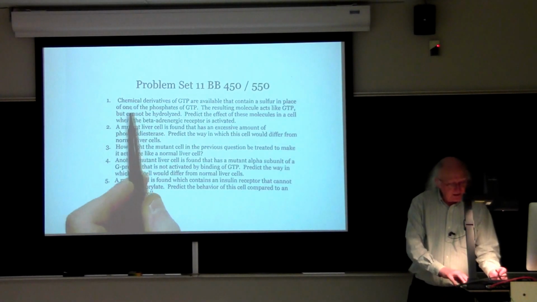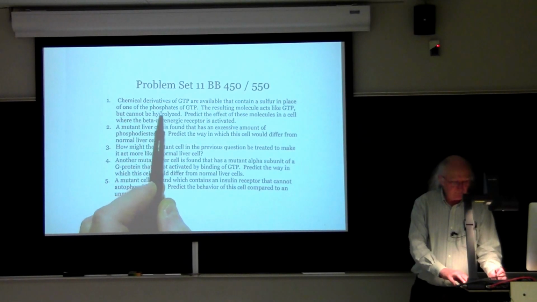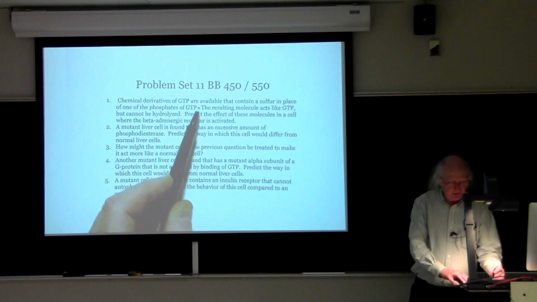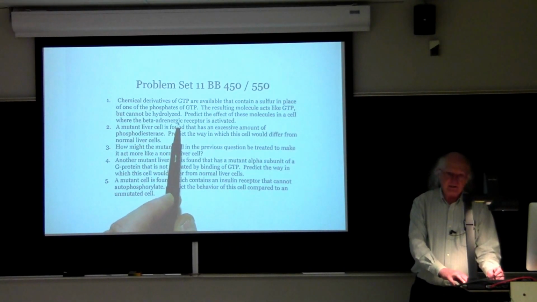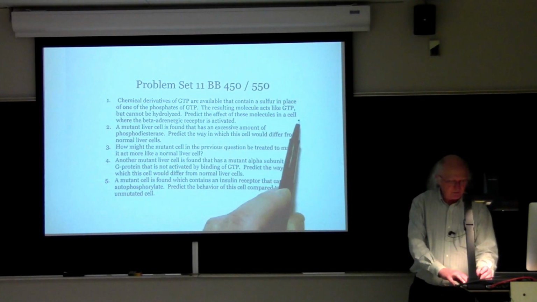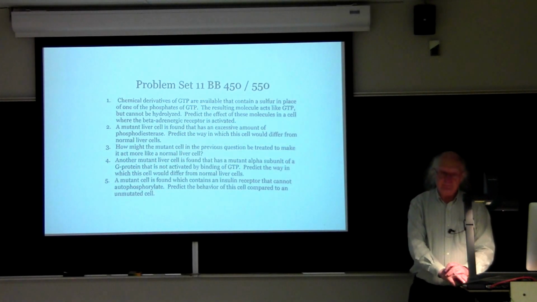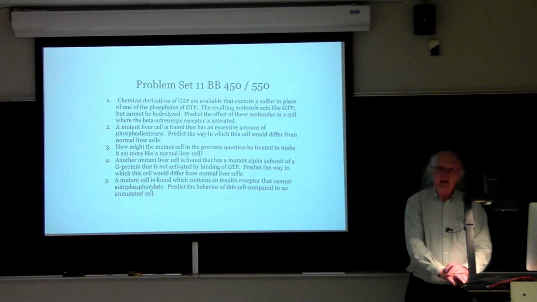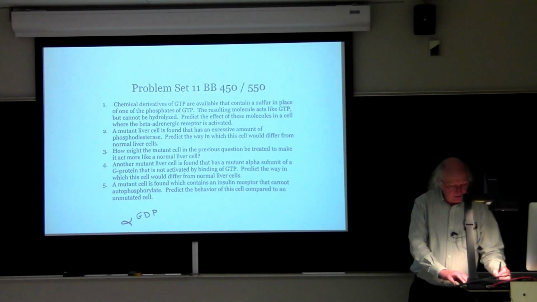The first question asks, chemical derivatives of GTP are available that contain a sulfur in place of one of the phosphates of GTP. The resulting molecule acts like GTP, but cannot be hydrolyzed. Predict the effect of these molecules in a cell where the beta-adrenergic receptor is activated. Well, we remember, of course, that the beta-adrenergic receptor's activation results in the conversion of the alpha subunit from containing GDP to containing GTP.